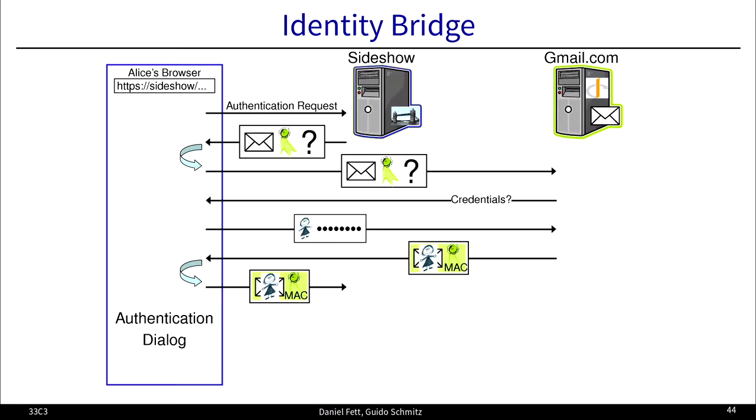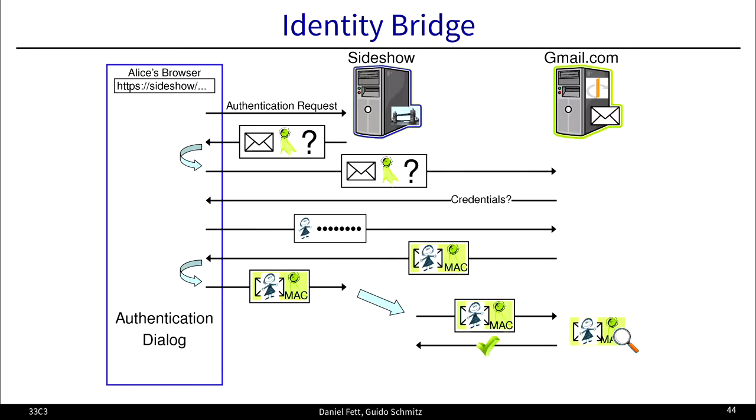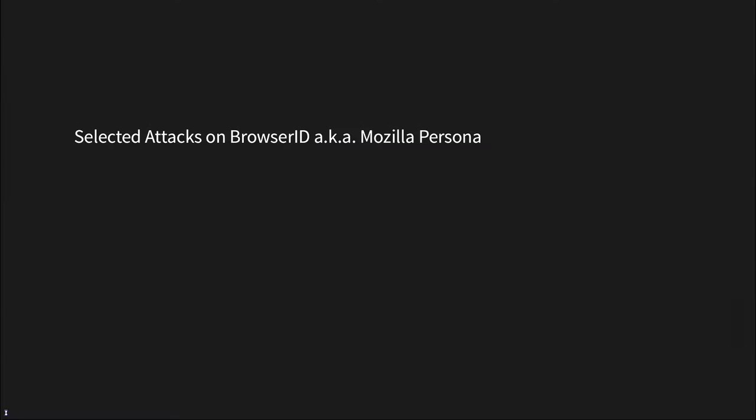Now Alice's browser redirects this document to Sideshow. Sideshow doesn't check the contents of this assertion for itself. Instead, it sends these things to Gmail. Gmail checks everything that is signed and tells Sideshow, yes, this document looks correct to me: everything was signed by me and was not tampered with. Then Sideshow looks at the document and sees, Alice wanted to log in, so the user must be Alice now, and provides a cookie because the user is now logged in as Alice. So far, so simple. Now for some of the attacks that we found.